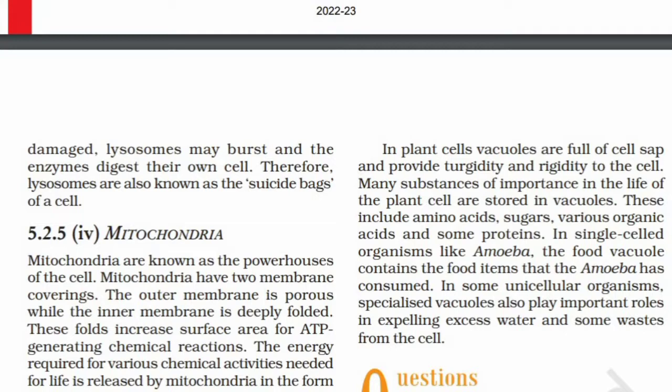In single-celled organisms like amoeba, what happens? The food vacuole contains the food items that the amoeba has consumed. The food that is consumed by the amoeba is stored in the food vacuole.